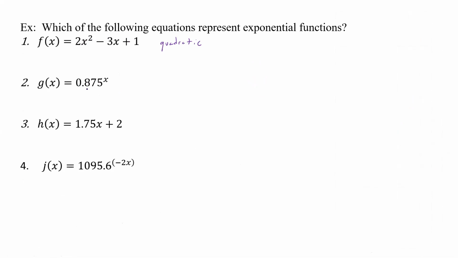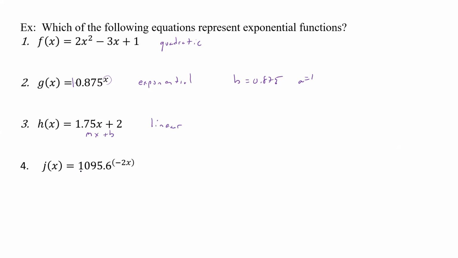Now, what about this one? We have a number raised to that value x. Well, that would be exponential. And if we think about this, our b is equal to 0.875, and we have a number out front, which is going to be a equal to 1. So we just have 1 times 0.875 to the x. Now here, what do we have? Well, that kind of looks like the form mx plus b, and so that's going to be linear.